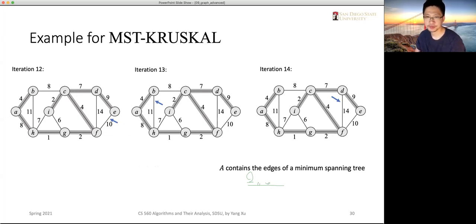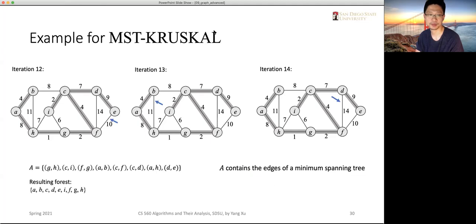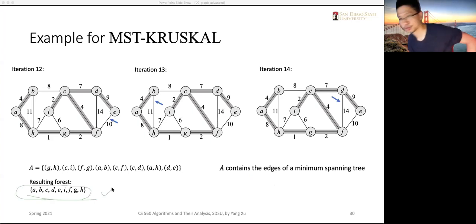At this point, we have gone through all the edges once, and it has constructed a minimum spanning tree for us, which is the subset A that we are growing within this process. The result now contains only one set, which is one tree, but not a forest.